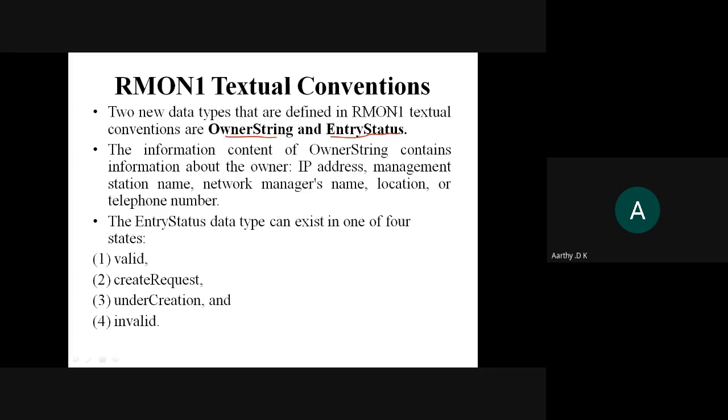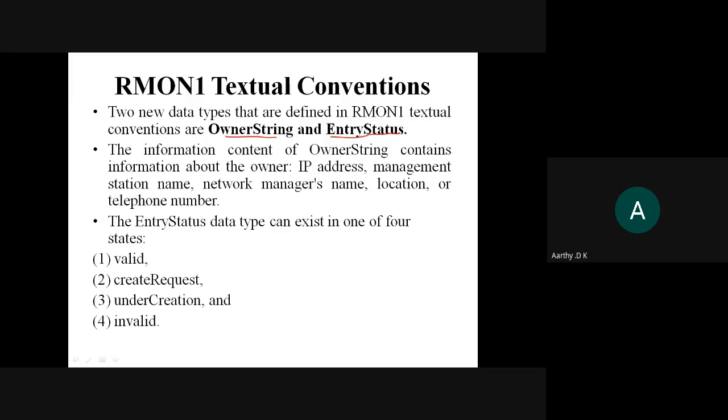What is the name of the management station? What is the network manager name? What is the location? These things are available in the owner string. Next is the entry status. Entry status will indicate that whenever we have a new component, whatever network components we have, it is just entered in a table.